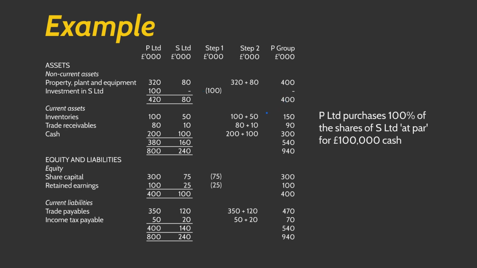And we do the same line by line. So inventories, we add those together. We have no adjustments to make. So we're just adding together inventories. We get 150,000, we get 90,000 for trade receivables. We get 300,000 for cash. And then we can summarize these lines by adding what is above it.